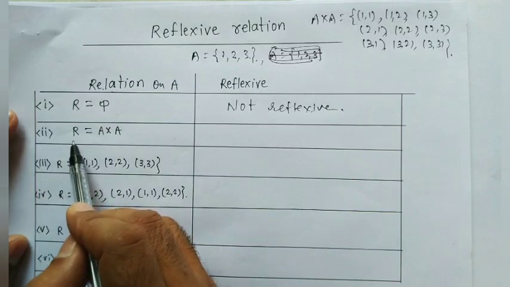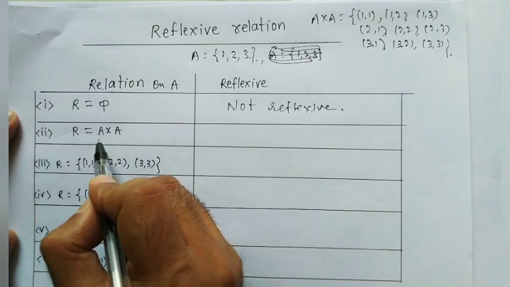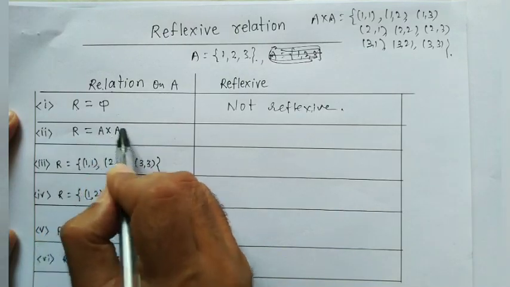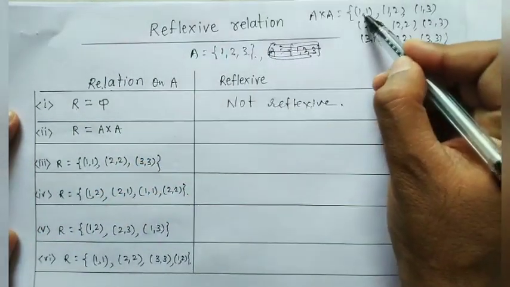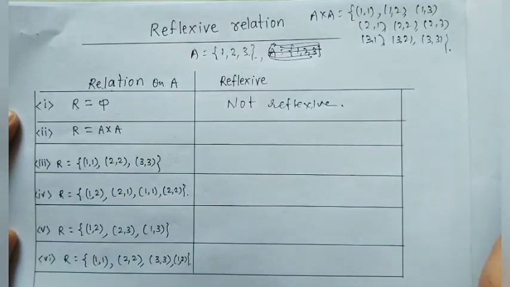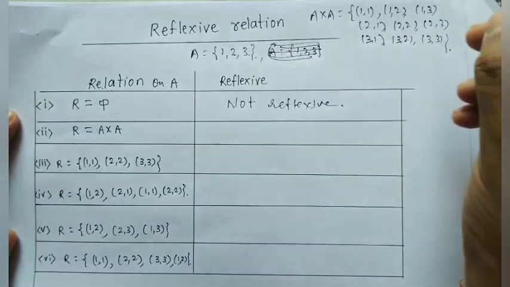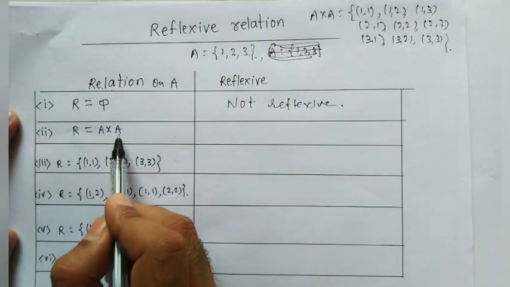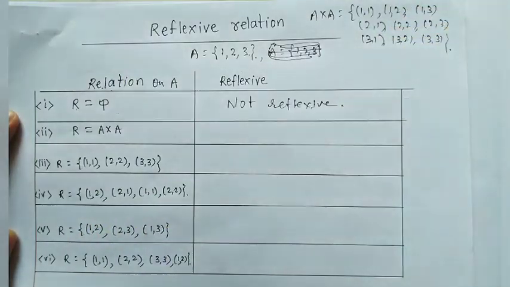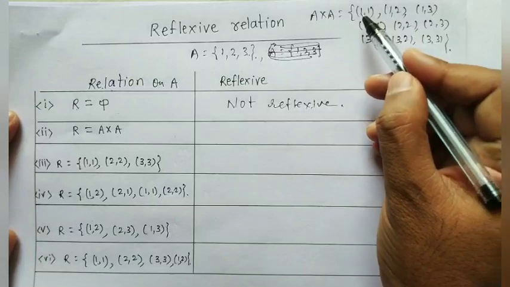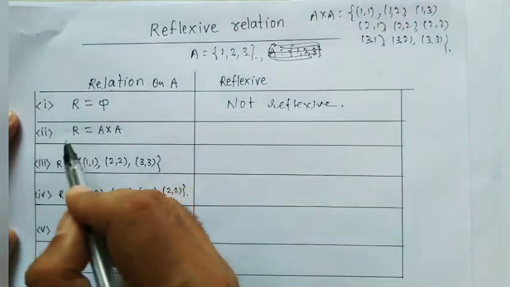Now come to next section. R equals to A cross A. What is this r equals to A cross A? This is universal relation. All entries of A cross A we are considering. Either we will write like 1 1, 1 2, 1 3 up to 3 3, or simply we will write A cross A. That means we are considering all these entries. So if we are writing r equals to A cross A, is it reflexive? Of course yes, because if we are considering entire entries, then definitely all A comma A is here, 1 1, 2 2, 3 3.